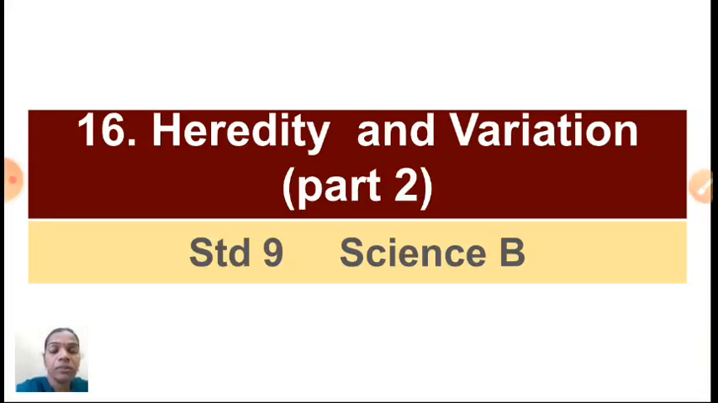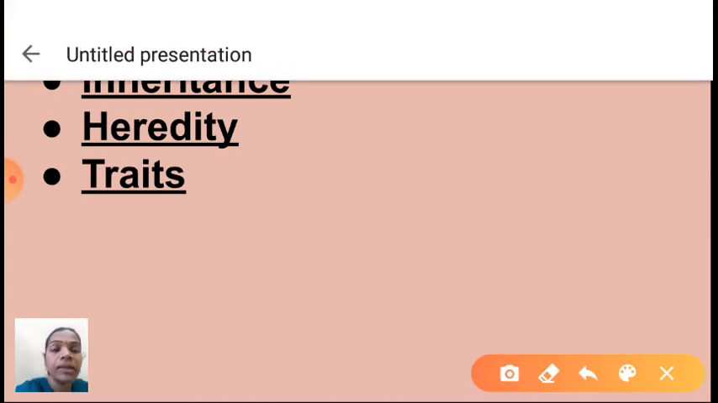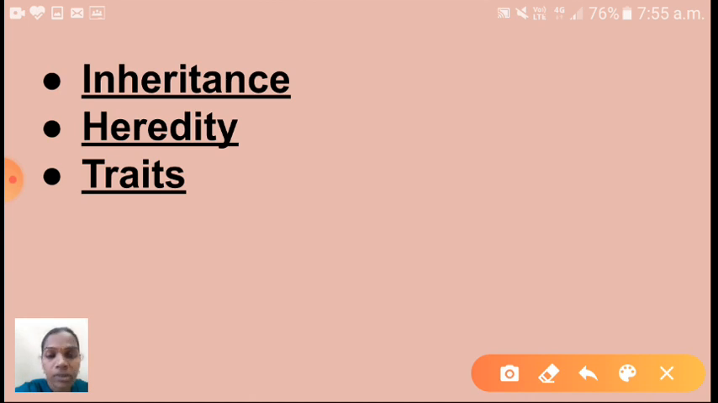Children, this session I am going to continue this chapter, chapter number 16, heredity and variation. Last session I had started this lesson, isn't it children? Can anyone say what we discussed in this chapter? Yes, we discussed inheritance, what is meant by inheritance, what is meant by heredity, and what is meant by traits. We discussed all these things.